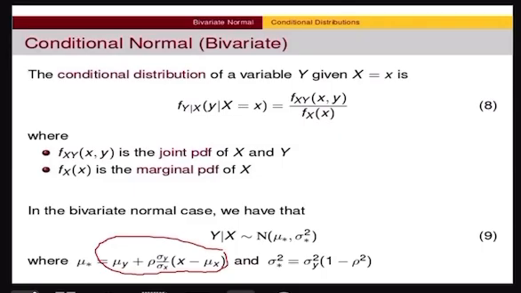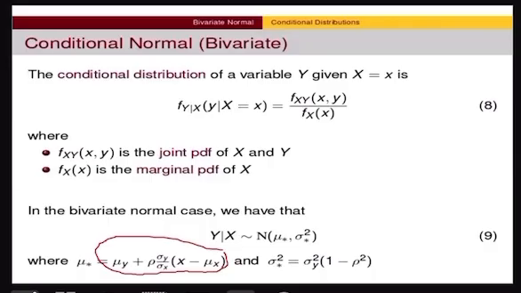Do you see that? That's an unconditional mean. Unconditional variance is just this guy. The unconditional variance is just going to be sigma squared y. The unconditional mean is just going to be that. So when the correlation between the variables is equal to 0, the conditional mean becomes the unconditional mean.